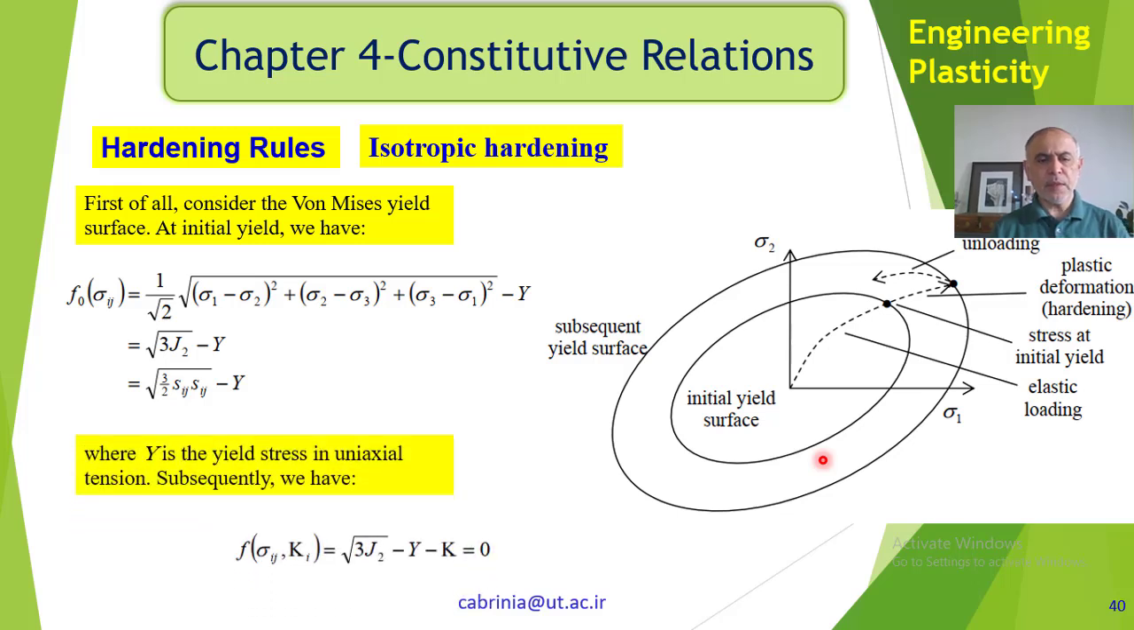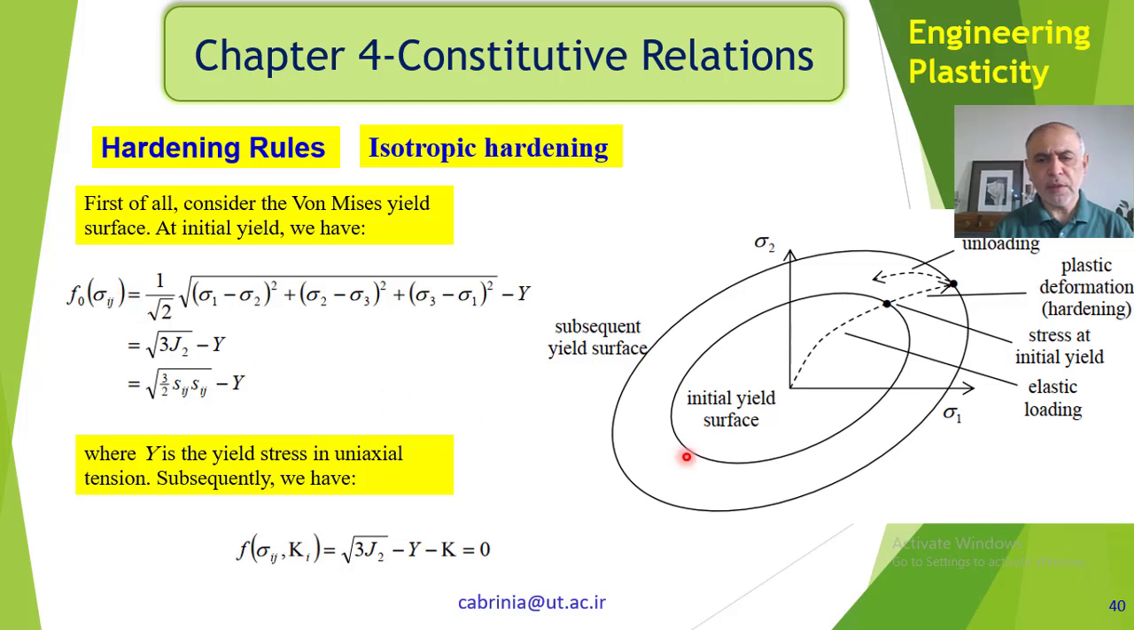Now, for isotropic hardening, I have explained it using these circles and ellipses, which are von Mises yield criteria. So I'm going to talk a little bit about this von Mises yield criterion.